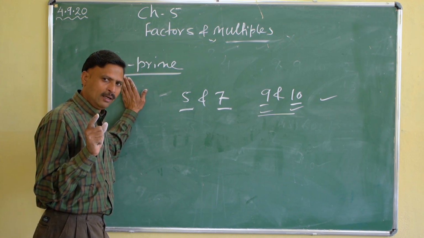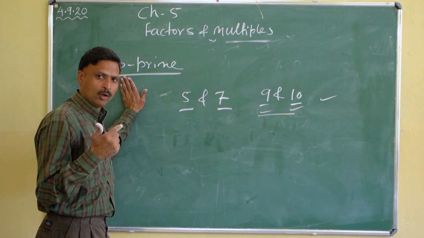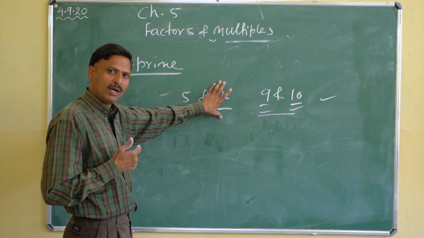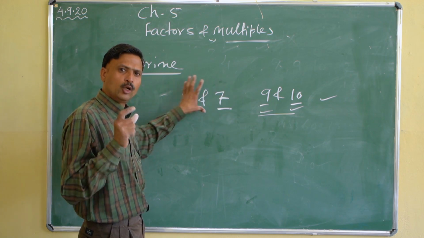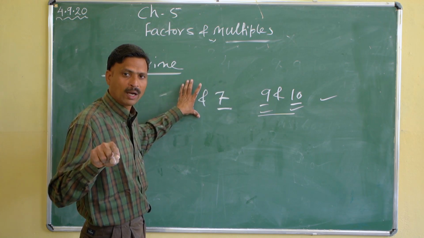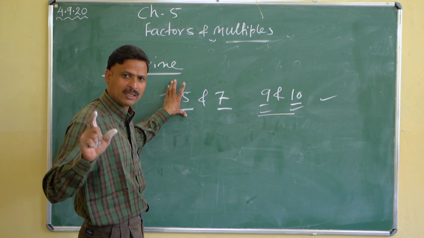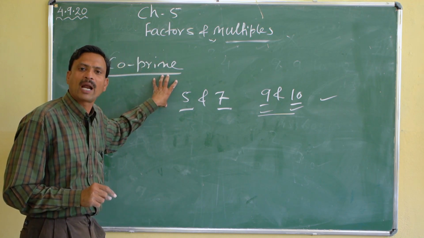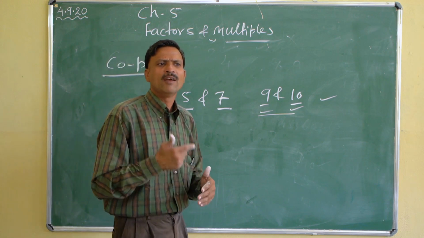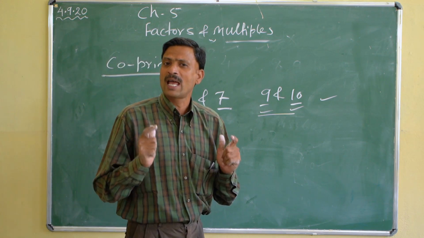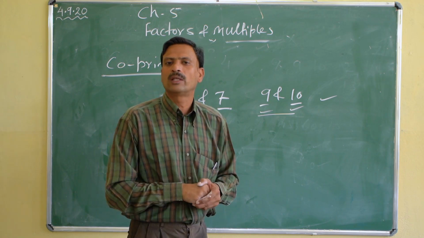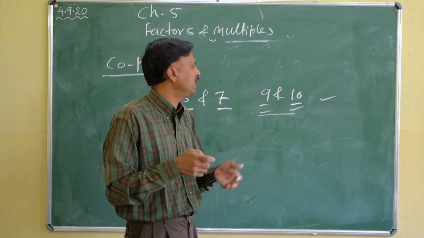I am explaining again. If there is a pair of numbers and the pair has no common factor other than 1, then it is called a co-prime number. Or one more way we can say it: if the HCF of the numbers comes out to be 1, then it is called co-prime. There are many examples.